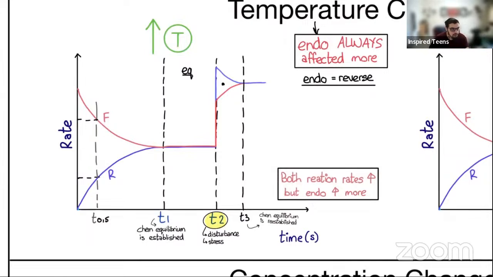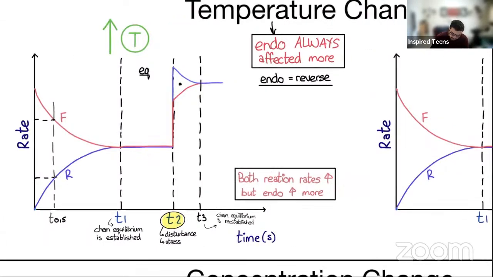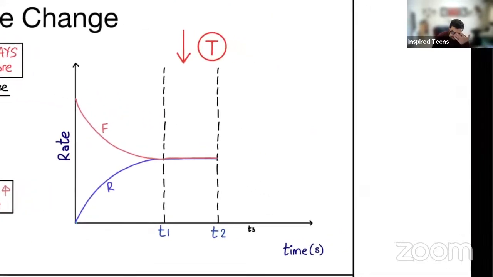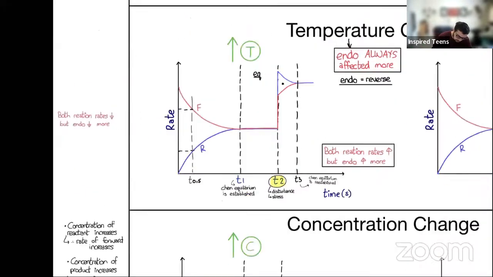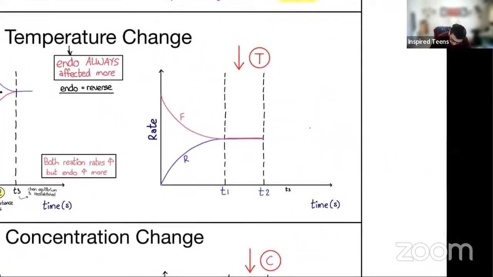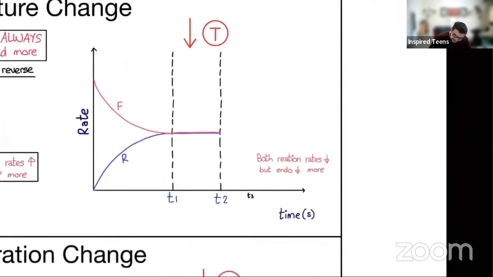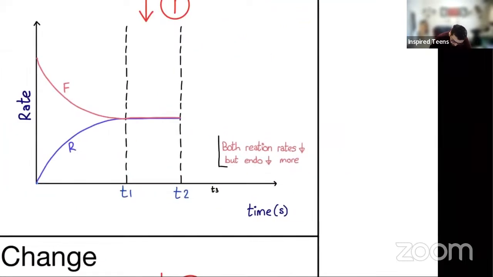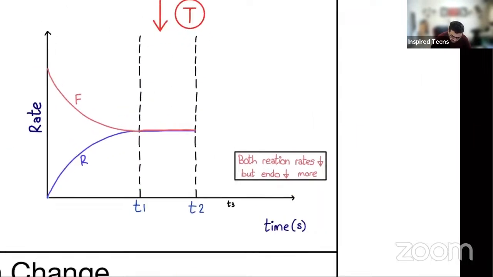I'm only going to do all these annotations for the first graph. They apply for the rest of the graphs. Right, let's have a look at temperature decrease. When there's a temperature decrease, for the rate of reaction graph, both reaction rates decrease, but the endothermic reaction decreases more.